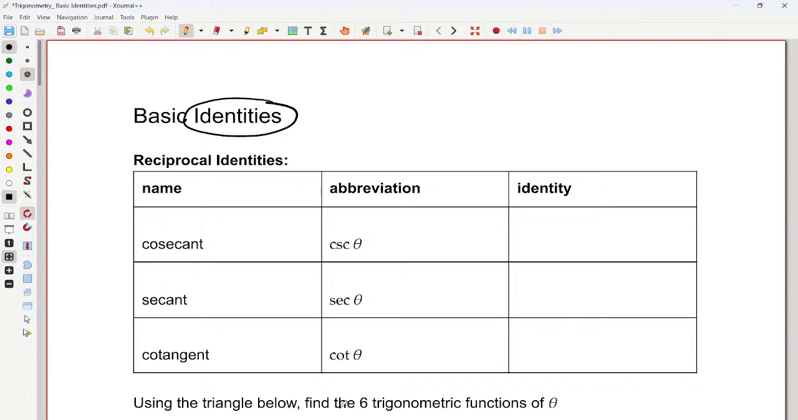And so an identity is basically just an equivalent expression. I mean, it kind of makes sense. An identity, what do we associate identity with outside of math? Ourselves. Like, I have an identity.